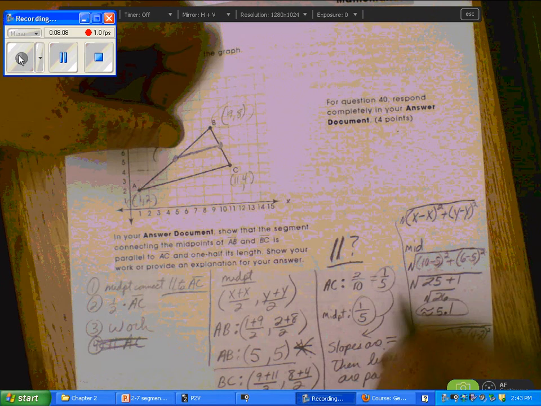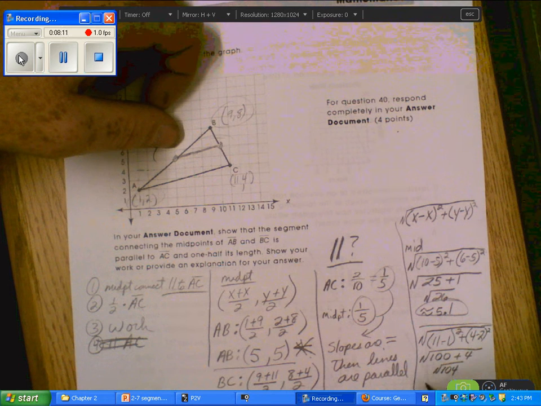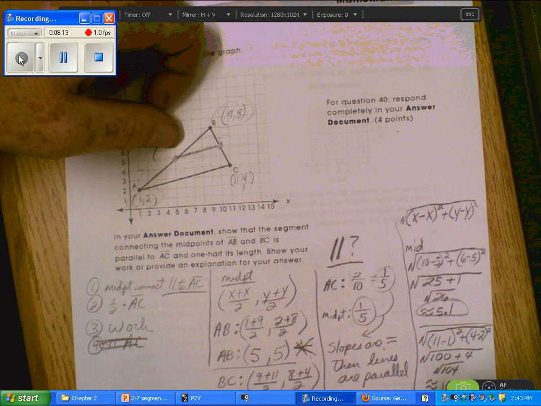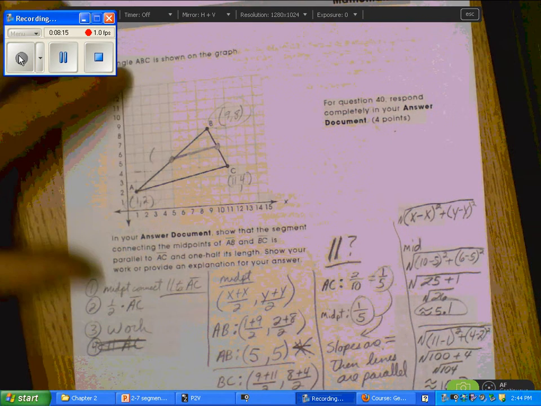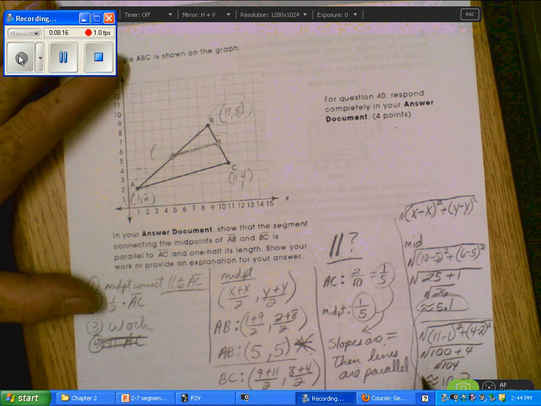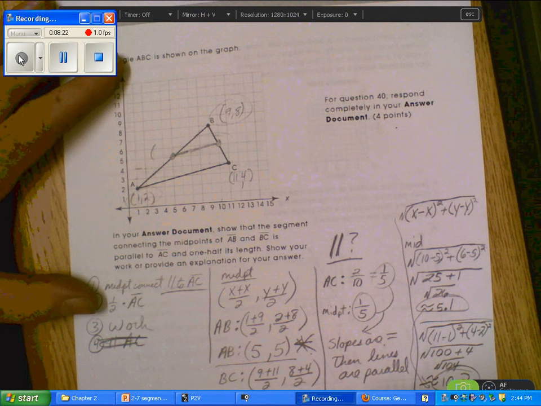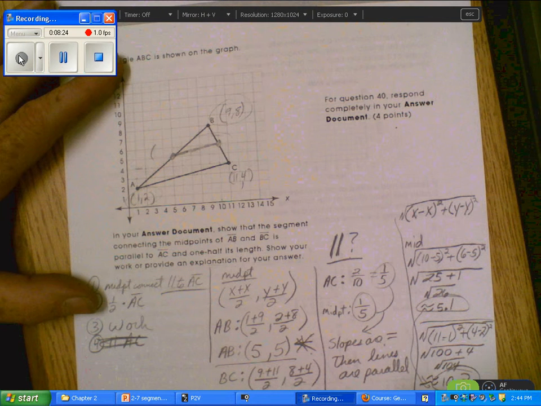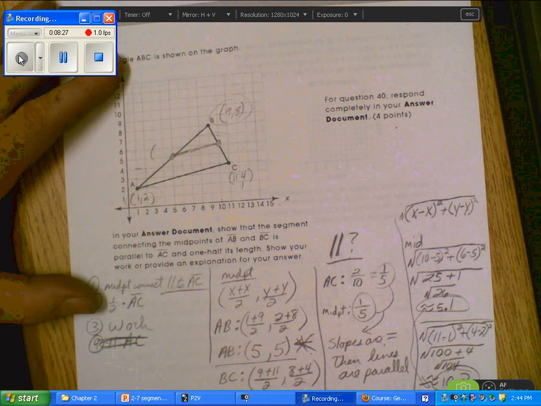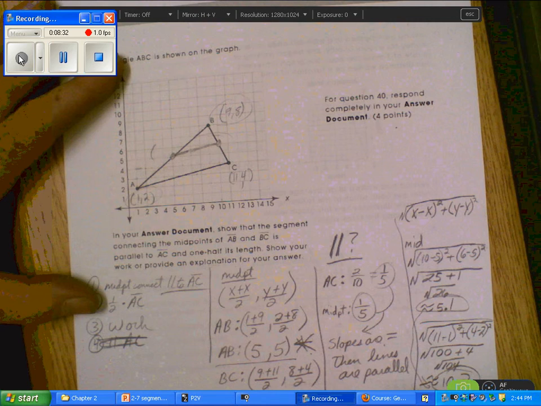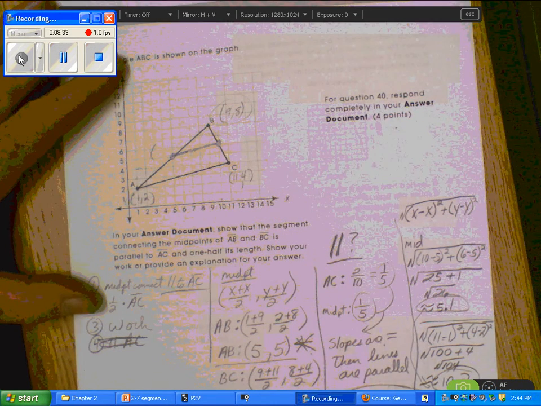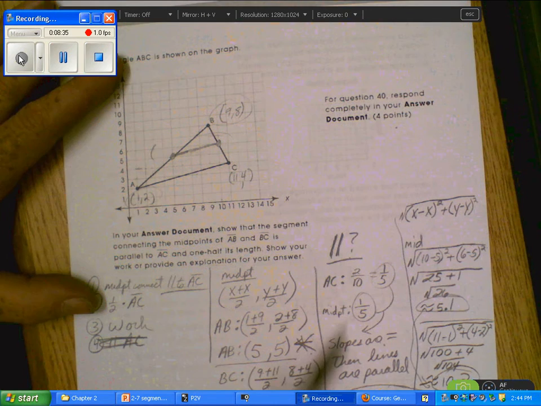And you get about 10.2. Well, if we compare these two, 10.2 is twice as long as 5.1. So that shows us that it's double, and we showed that it was parallel.